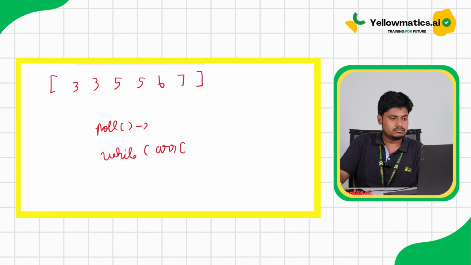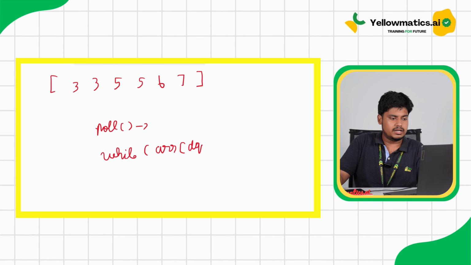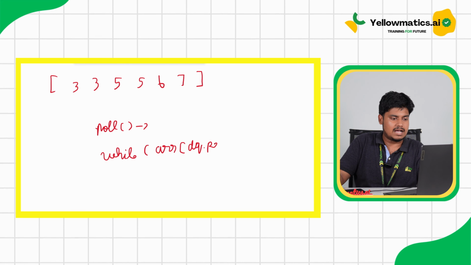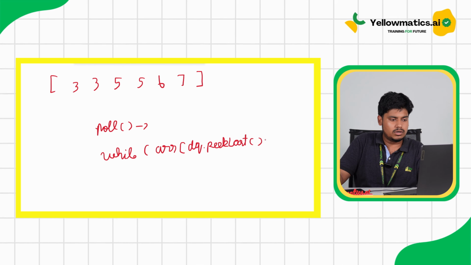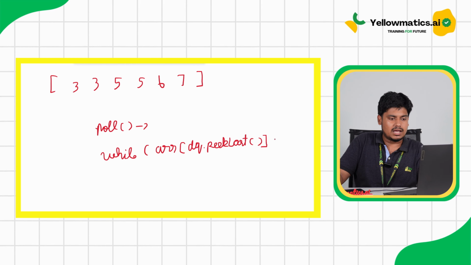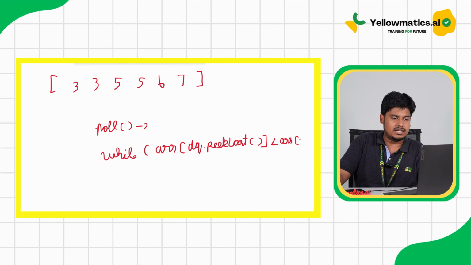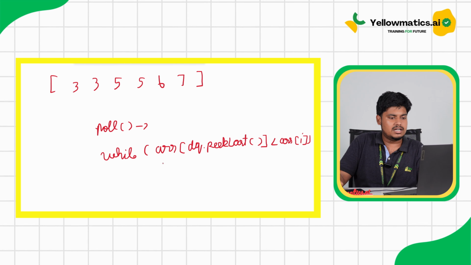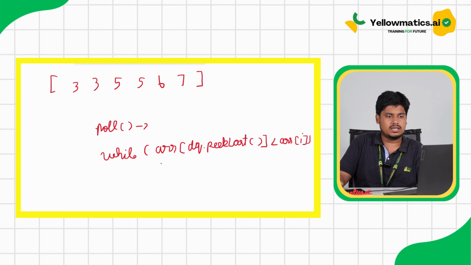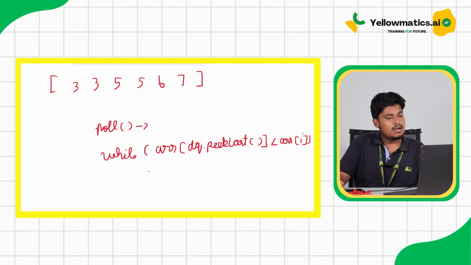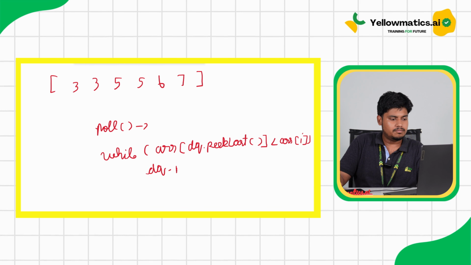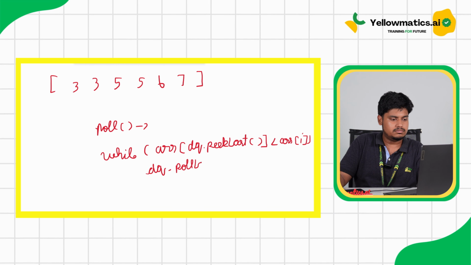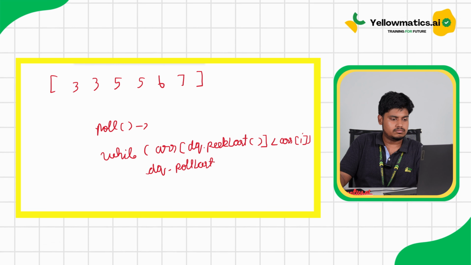Array of Deque dot peek last, which means the last element I will check, if it is less than array of current index. In the condition true ஆனது அப்படின்னா here I will go with the last poll method. இதையும் நான் delete பண்ணிடுவேன். Deque dot poll last. This is my logic I'm going to approach.